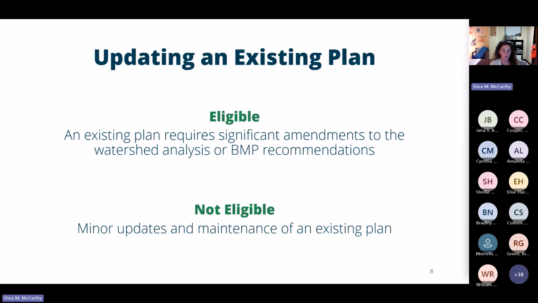On the other hand, we wouldn't consider an application eligible that's really only planning for minor updates and things that would really be considered general maintenance of a plan by an author. So in other words, things that wouldn't have substantial impact on the recommendation or the implementation of the plan wouldn't be a funding priority for our program.